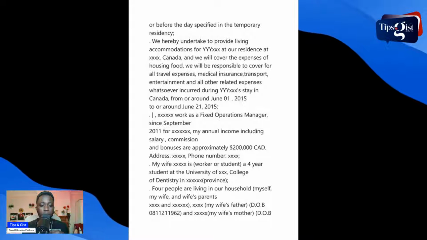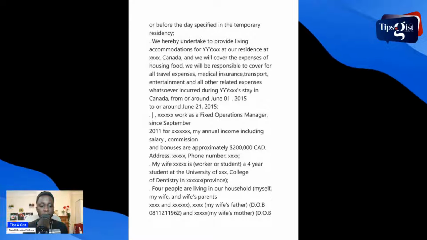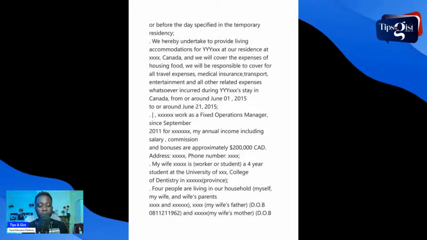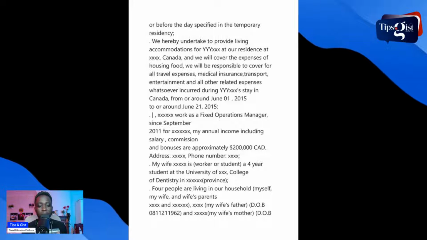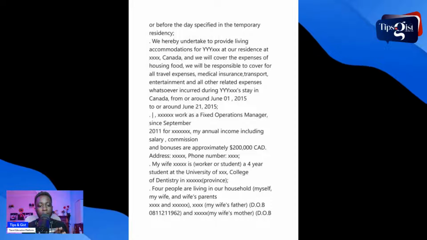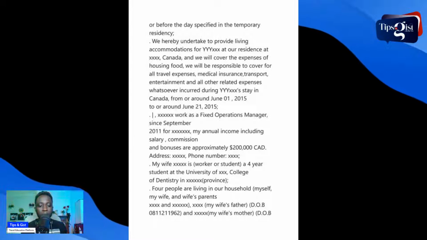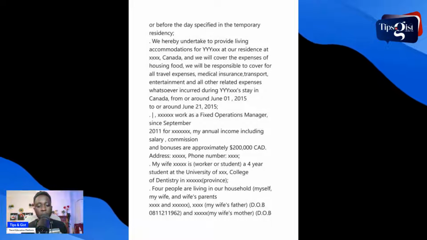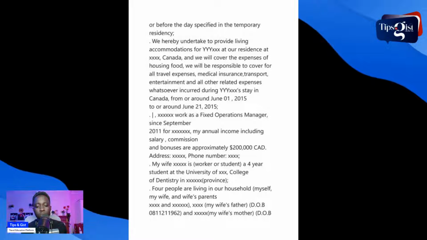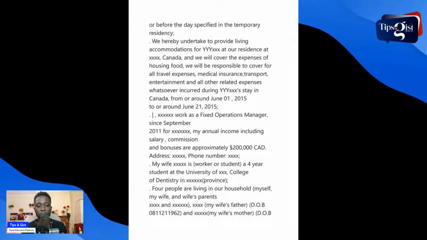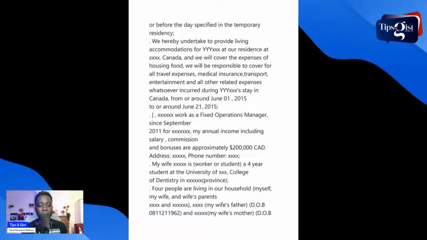Now, you, the main applicant, sorry, you, the one inviting, the man inviting. So the man wants to state what he does. So let's say Timothy worked as a fixed operation manager since September 2011 at this company. My annual income, including my salary, commission, bonuses, approximately 20,000 Canadian dollars. Address, phone number. Then my wife is also a worker and a student at the same time. And then she has graduated from the university. Then the name of the university, she did College of Dentistry and also.